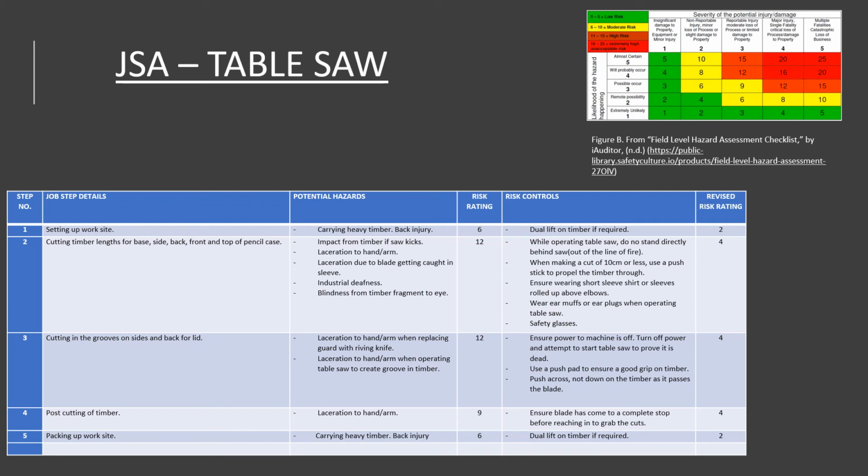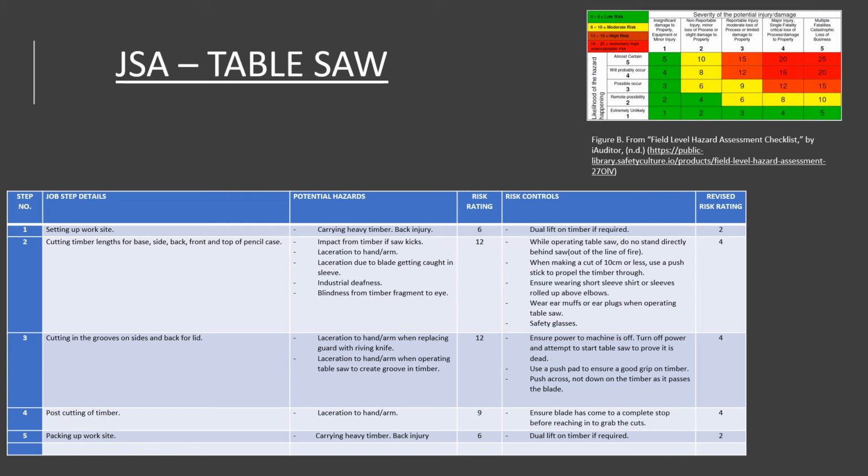Cutting in the grooves on sides and back for lid. Hazards: laceration to hand/arm when replacing guard with riving knife, laceration to hand/arm when operating table saw to create groove in timber, risk rating of 12.